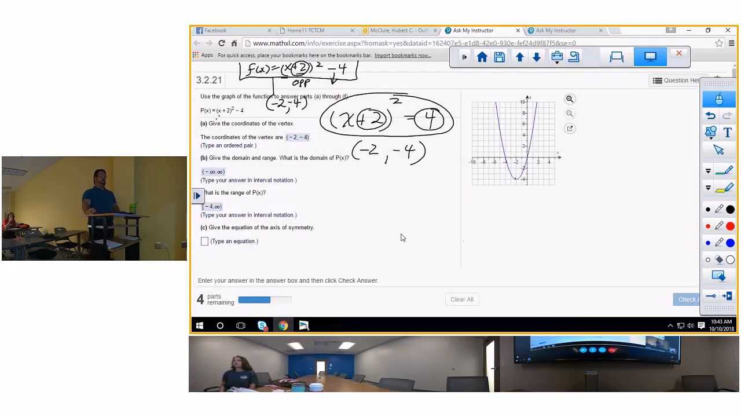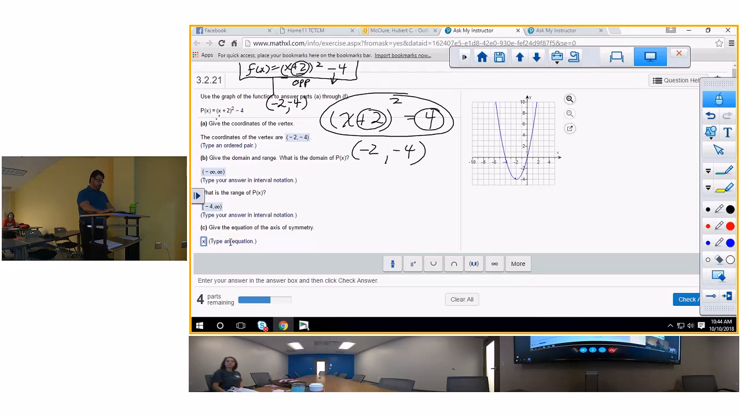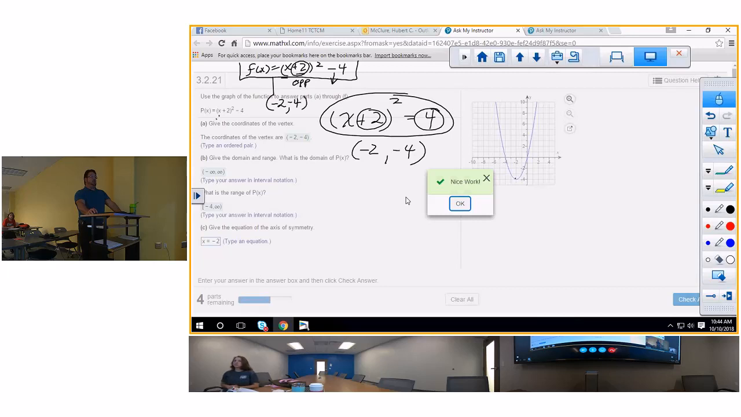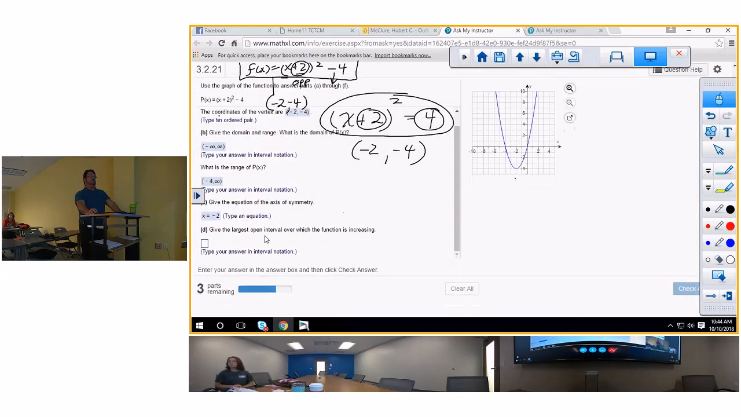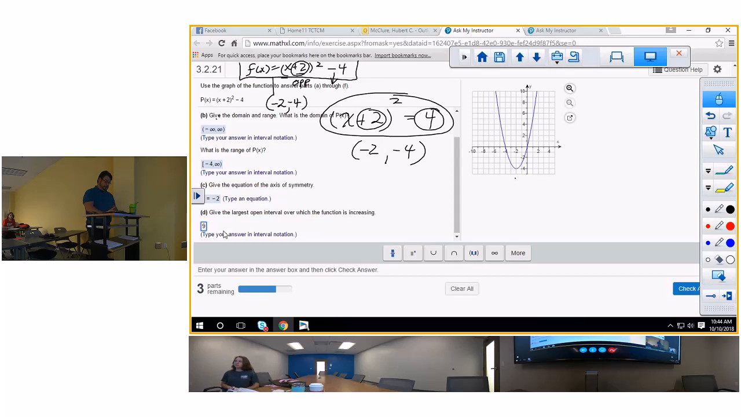Next, give the equation of the axis of symmetry. What did I tell you, that the line of symmetry always goes through the what? Middle. The -2. It always goes through the x, the -2. So that's going to be x is equal to -2. You're killing it right now. Give the largest open interval over which, okay, increasing and decreasing. Where is this increasing? From -2 to what? Infinity. So from -2 to infinity.